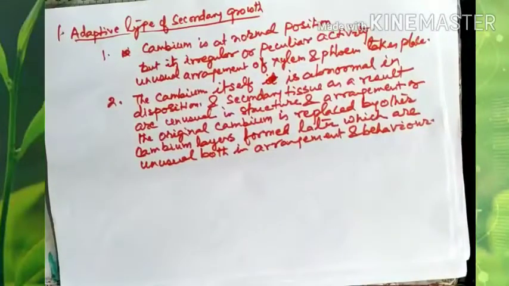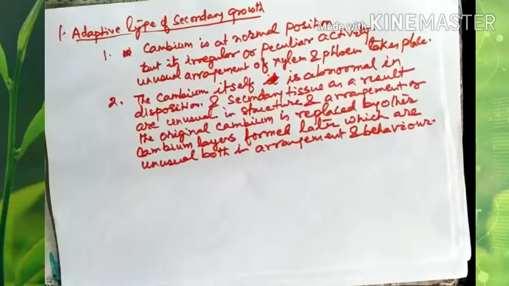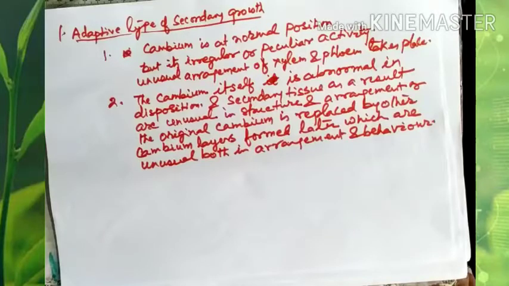So these are the two types of position. One is in the adaptive type of secondary growth. One is the cambium is at normal position, but its irregular and peculiar activity results in unusual arrangement of xylem and phloem. Second is the cambium itself is abnormal in disposition, and the secondary tissue as a result are unusual.